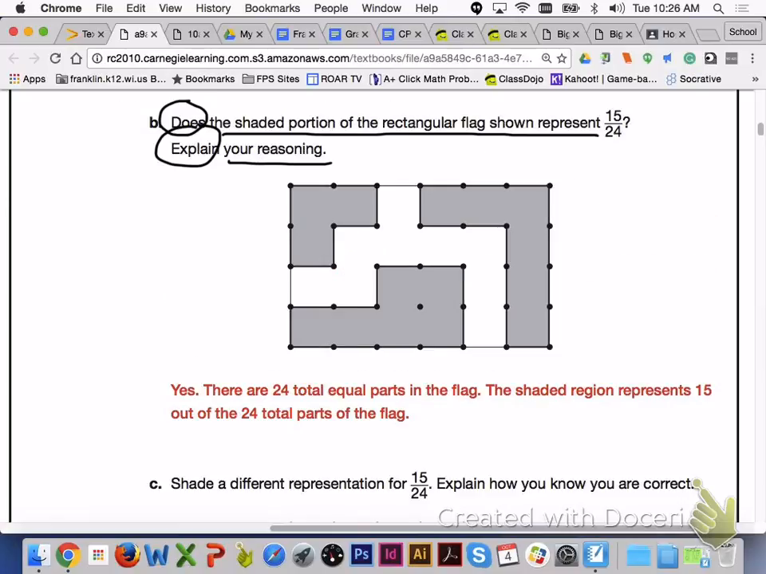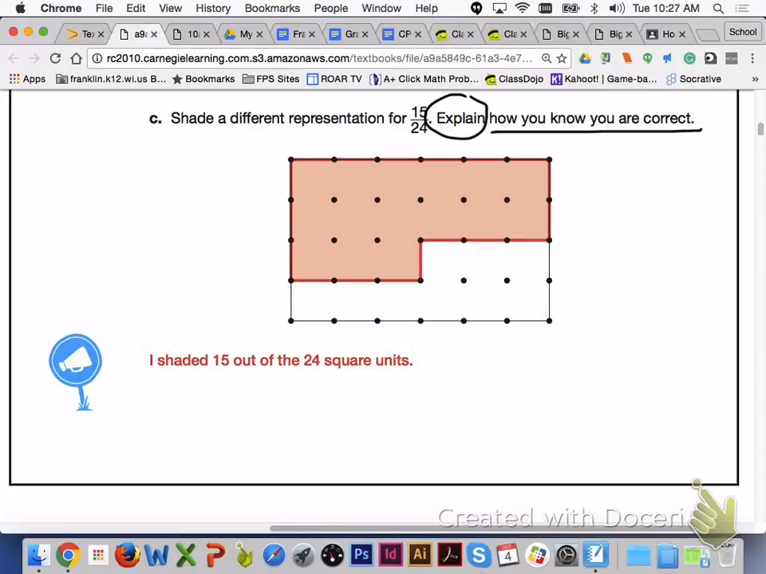For number 3, letter B, yes, there are 24 total equal parts in the flag. The shaded region represents 15 out of the 24 total parts of the flag. And for number 3, letter C, this is an example of what the shaded representation could look like for 15/24. You might have a different representation, which is fine as long as you shaded 15 out of the 24 square units.